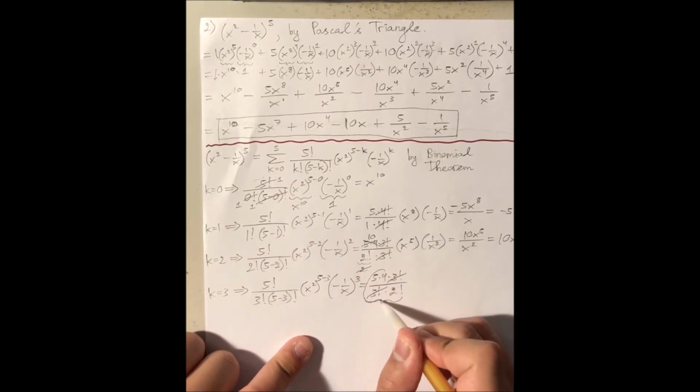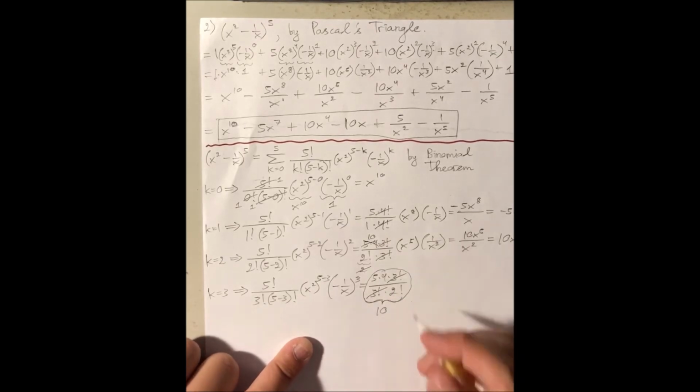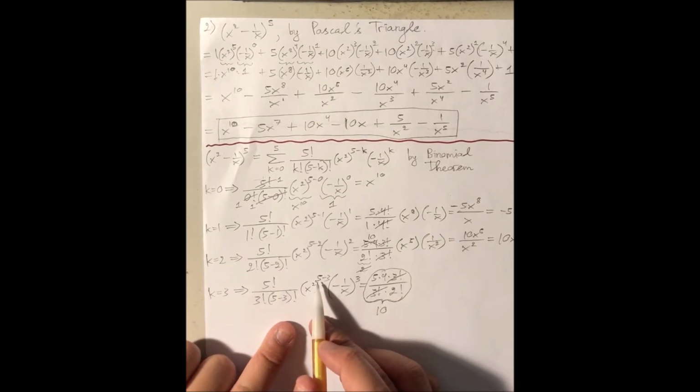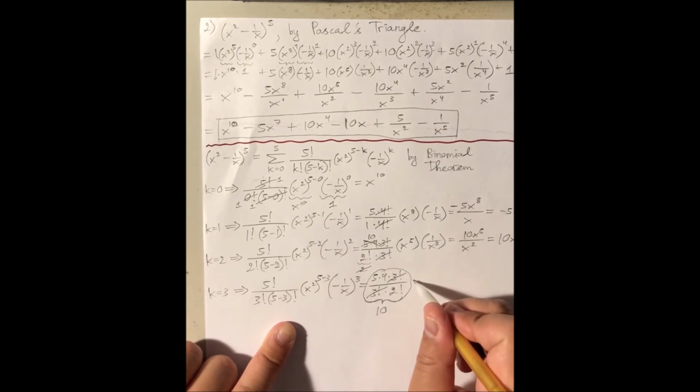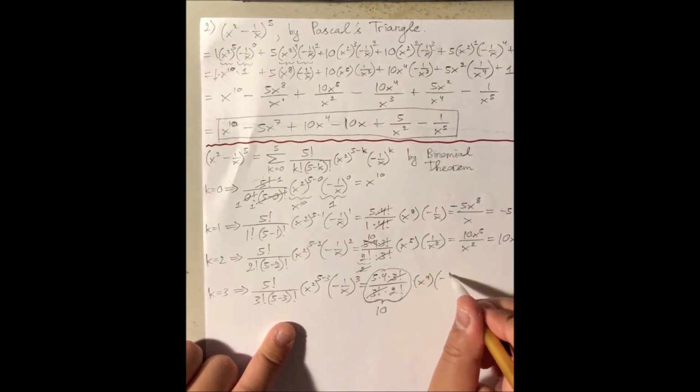let me circle it, this whole thing is going to be positive 10 again. And then bring down the, well, not yet. 5 minus 3 is 2, x squared raised to the 2 is going to be x to the 4th. Negative 1 over x raised to the 3rd is going to be negative 1 over x cubed.